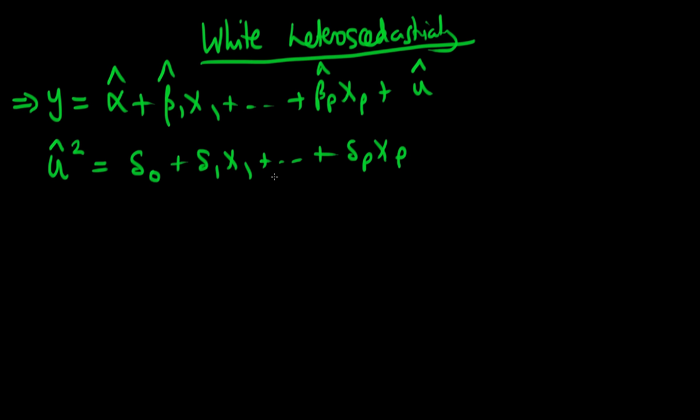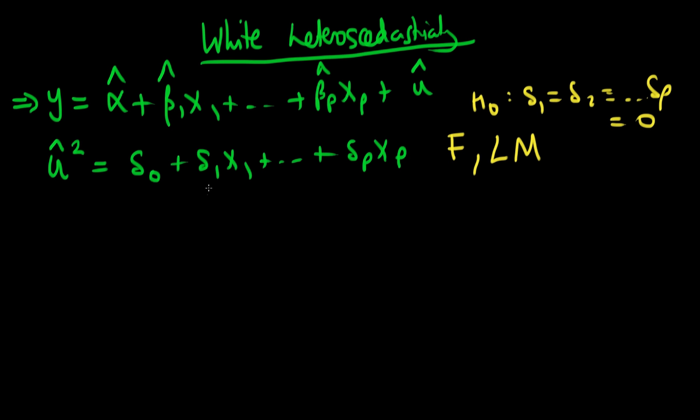Okay, so even though this looks like quite a general form, remember that in this test we are doing an F test under the null hypothesis that delta 1 equals delta 2 equals, in general, delta p, which is equal to 0, or we could do an LM test. The idea is that our heteroscedasticity in this context only depends on linear combinations of our variables. And it turns out that the OLS estimators aren't BLUE, aren't the best linear unbiased estimators possible, even under more general forms of heteroscedasticity.